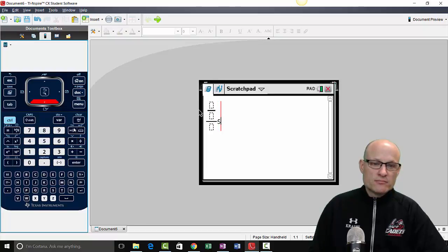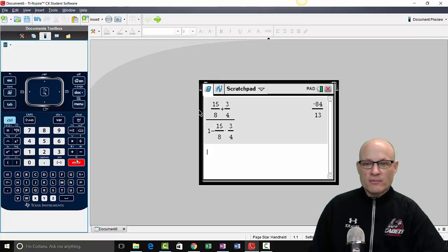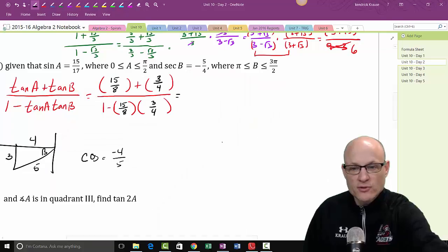Control division, 15 over 8. I got to watch what I'm doing. Plus control division, 3 over 4. Then 1 minus control division, 15 over 8 times control division, 3 over 4. Holy mackerel. Negative 84 over 13. All that for negative 84 over 13.